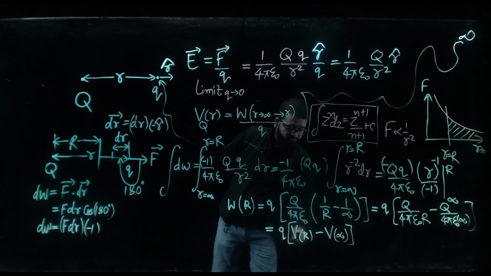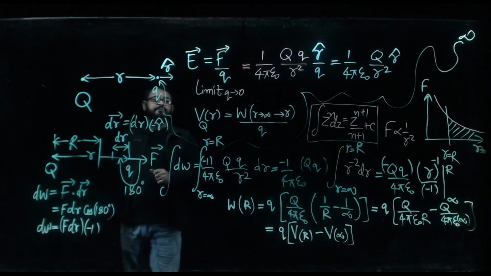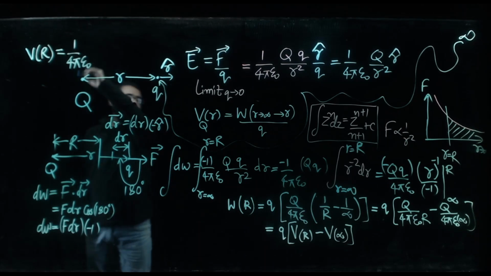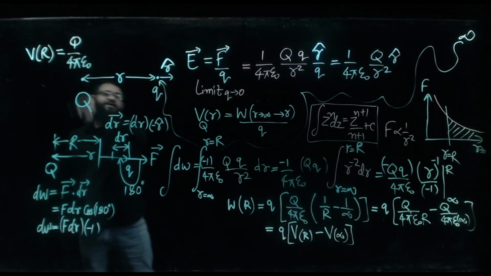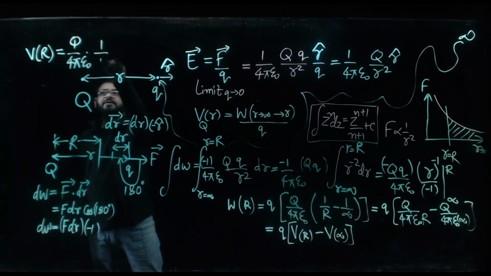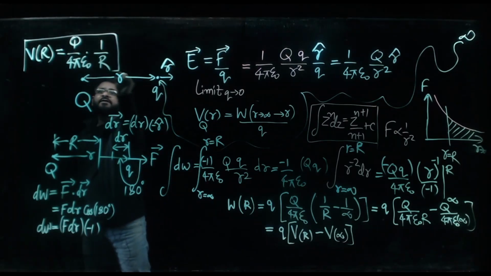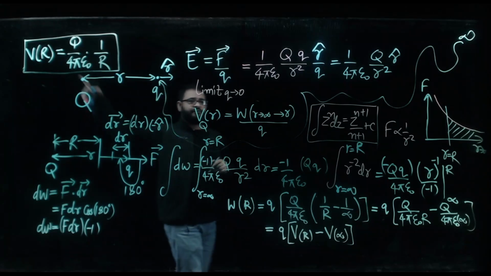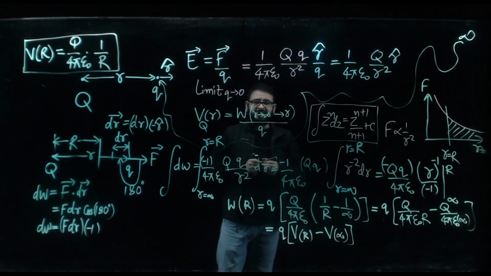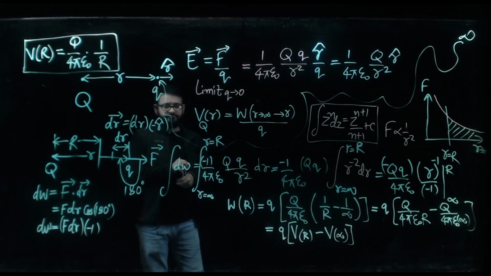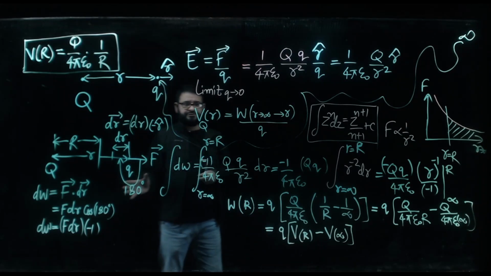Now, comparing these two formulae, what do we get? We get the potential V at a location R is given by 1 by 4 pi epsilon naught times the big Q and 1 upon R. So you can see we have obtained a very beautiful expression of the potential. All right. So you don't have to remember, you can just follow the logic.